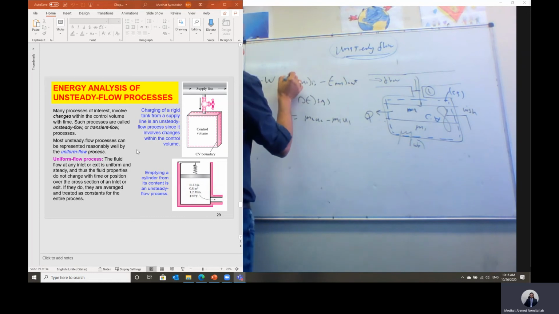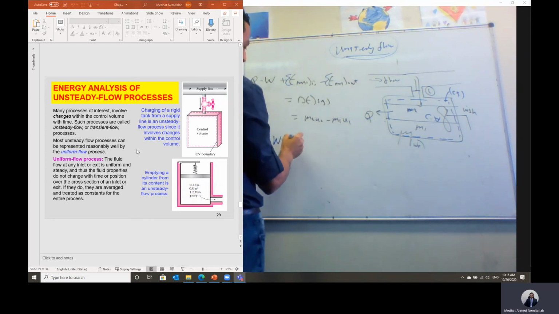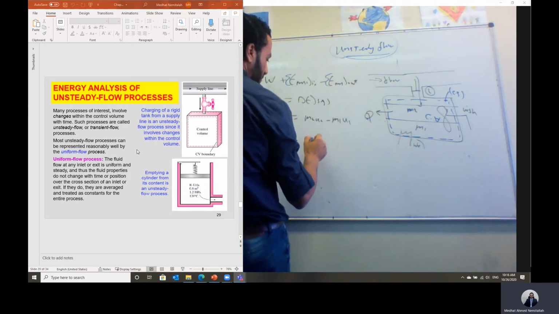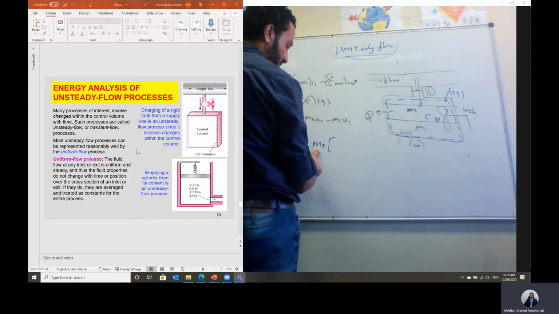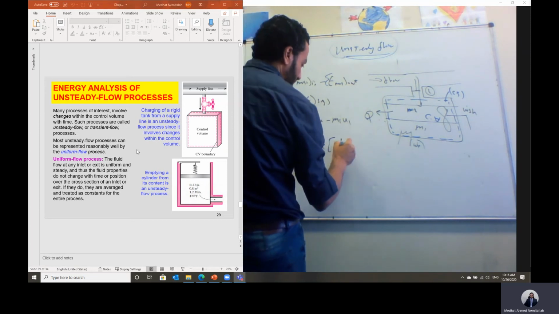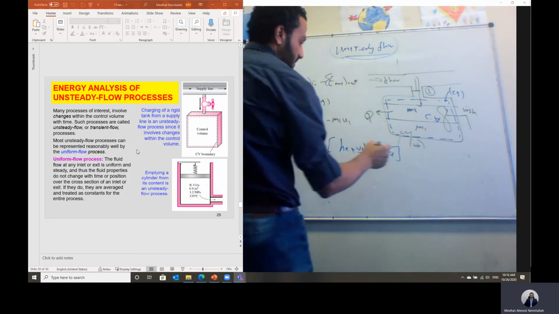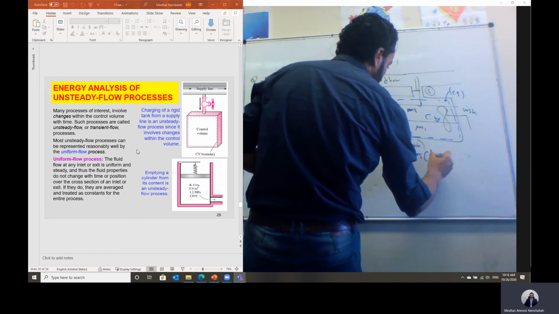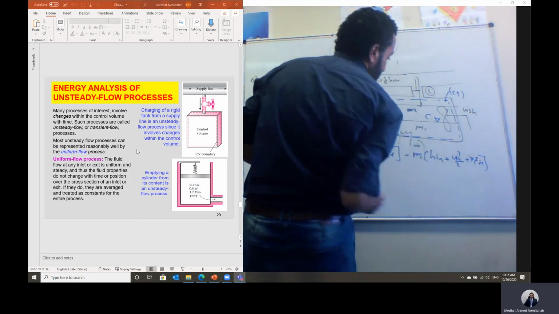About this term, we can add the summation sign if we have more than one inlet or more than one outlet. But let's write down this equation. It will be Q minus work. Let's take this term of mass transfer to the other side. The energy due to mass leaving the system will equal the mass of the fluid leaving, M exit, multiplied by H exit plus V exit squared divided by 2 plus GZ exit, minus the inlet mass multiplied by H inlet plus V inlet squared divided by 2 plus GZ inlet.